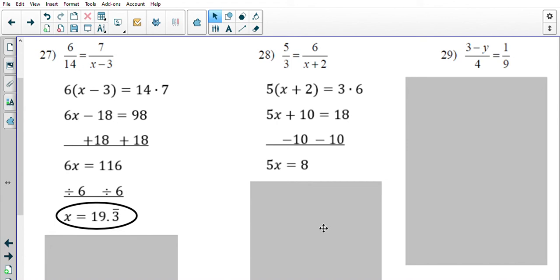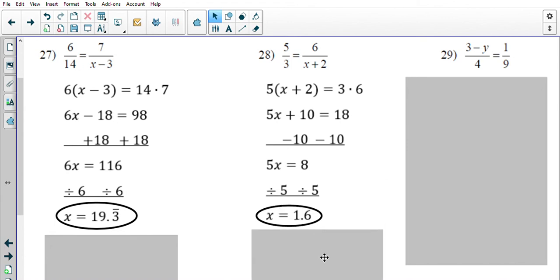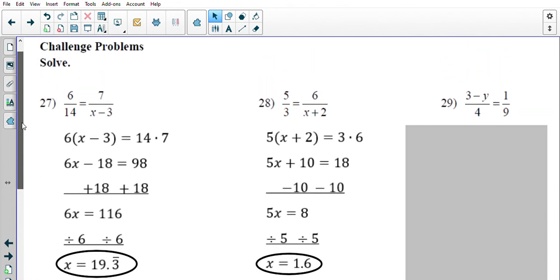So we'll divide both sides by 5 to get a solution of x equals 1.6. All right, let's try one more of these, hopefully uninterrupted by spoons, maybe?